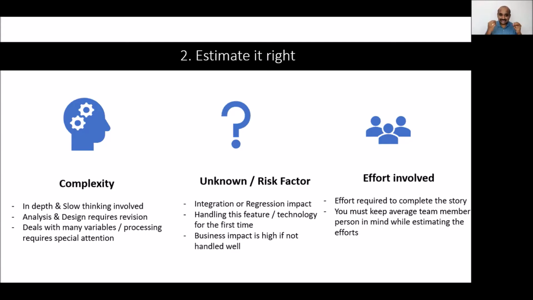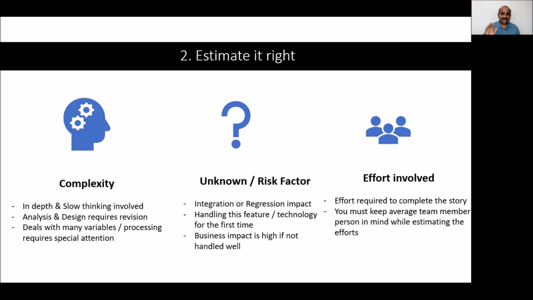So friends, estimating story points right is about whether you are utilizing the complexity, unknown factor, and effort. In my experience, my friends, people are not utilizing the complexity and unknown factors at all. Let me tell it categorically. How many times do we tell it?